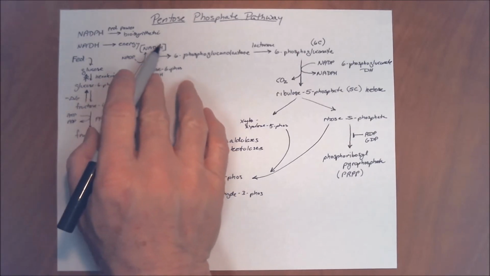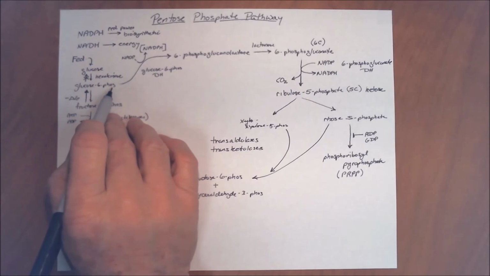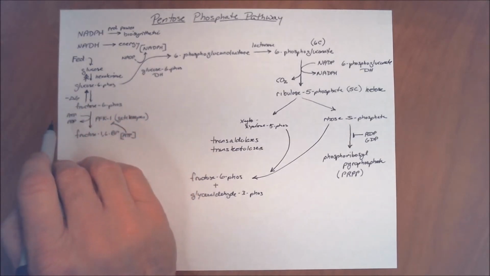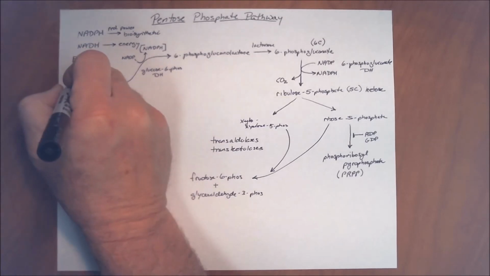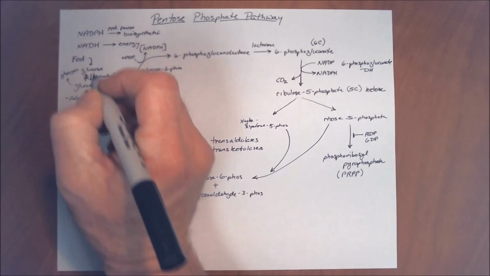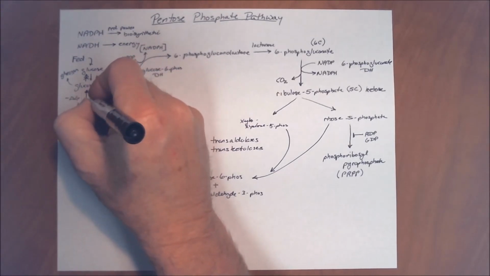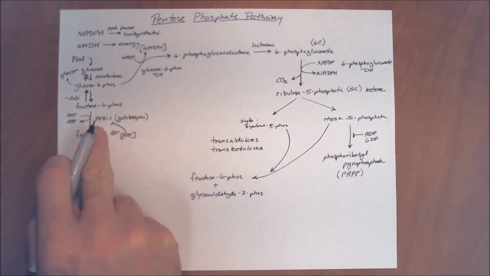So under conditions of high NADPH, where the pathway is inhibited, the glucose 6-phosphate can only go in two directions in a fed state in the liver. It can either go into glycogen synthesis, or it can continue down the glycolytic pathway if the gatekeeper allows it.